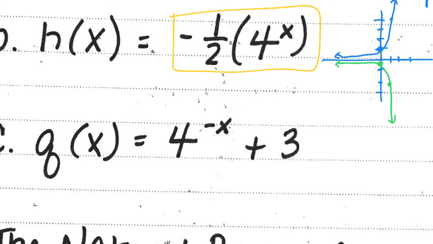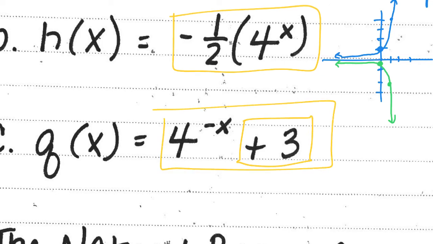And probably without doing anything, you could tell me what's happening with this positive 3. So let's put this whole thing in our calculator. And again, we're just going to observe. I'm going to put in 4 to the negative x plus 3. So notice it's going to reflect over the y-axis, and in this case, it's going to go up 3.